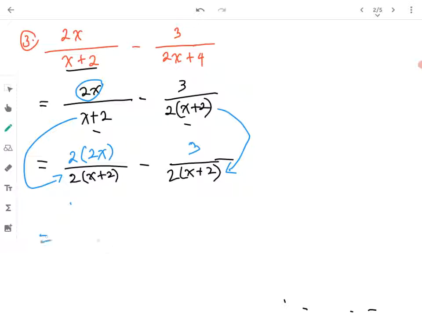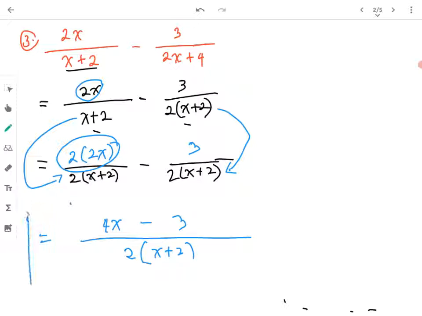And we are now ready to make it as one fraction. Simplify. So we have this one is 4x. And we have minus 3. Nothing can be done about it. So 4x minus 3 is our final answer.